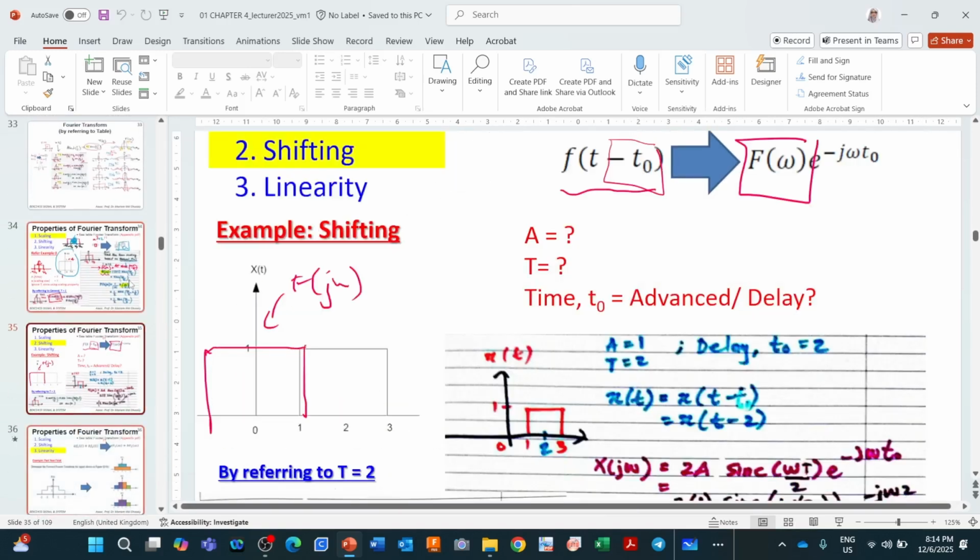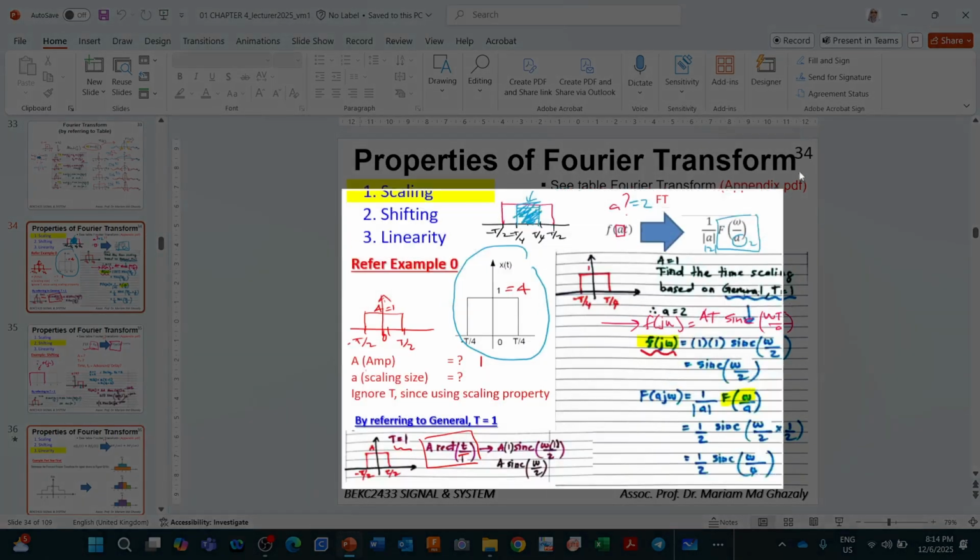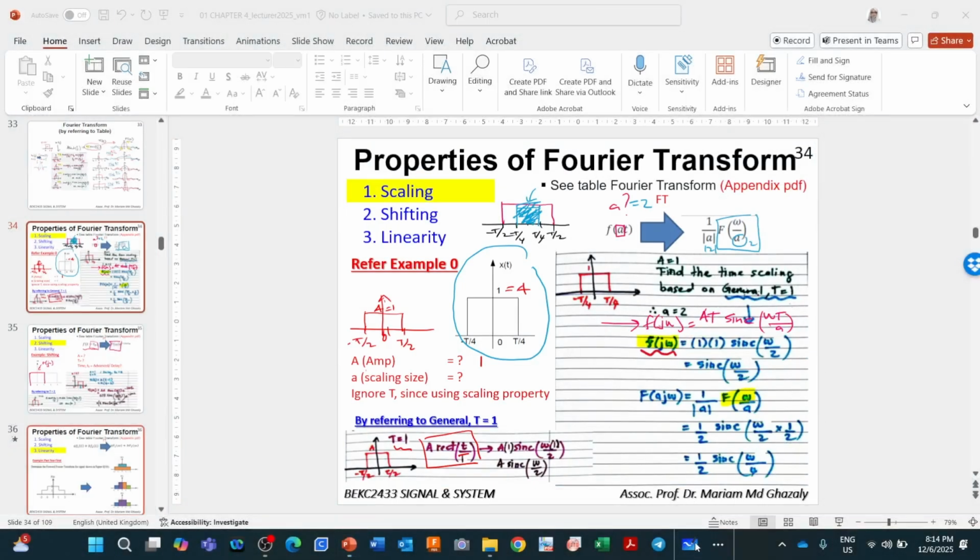So for today, we are going to focus on slide number 34, which is basically the properties of the Fourier transform. We are going to apply what you have learned in chapter 1: the scaling factor, shifting of a signal, and linearity. So we go one by one. The first one in this page is example number 1. Let's just screenshot this. I'm going to open the whiteboard.